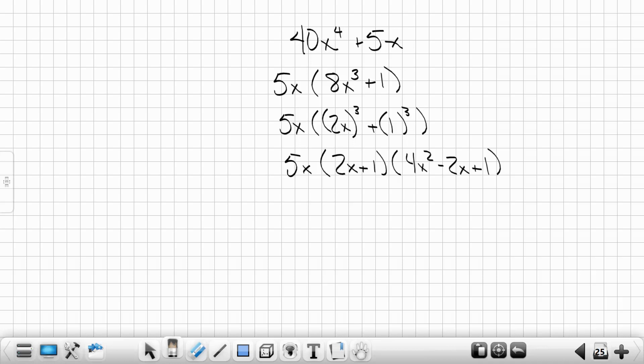Mia, I don't understand the last one. From here to here? Yeah. So at the top of the page it says sum of two cubes. And sum of two cubes, if I have something cubed plus something cubed, that turns into something plus something, so 2x plus 1, times the first thing squared. 2x squared is 4x squared, minus the two numbers multiplied. 2x times 1 is 2x. And the last thing squared, which is 1 squared. And difference of two cubes.